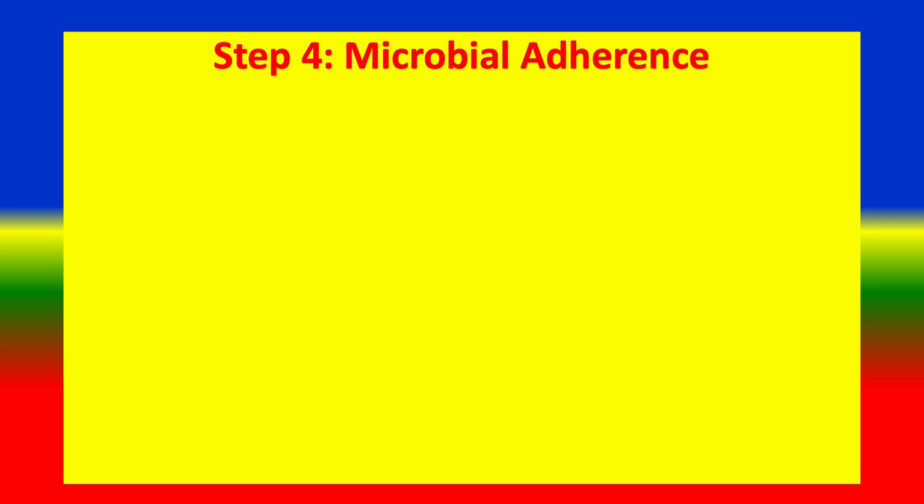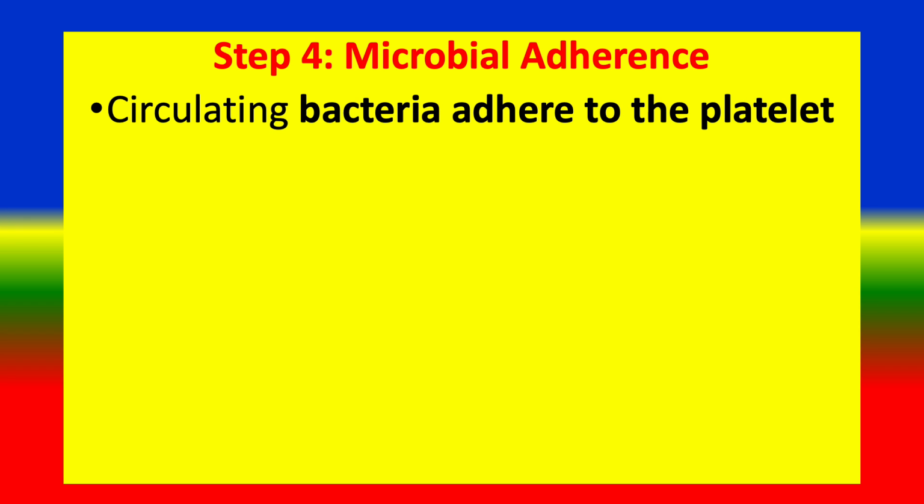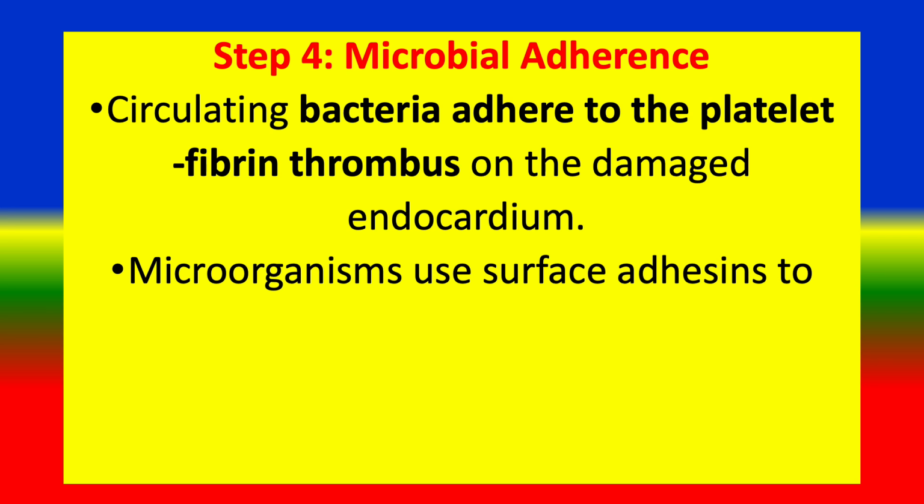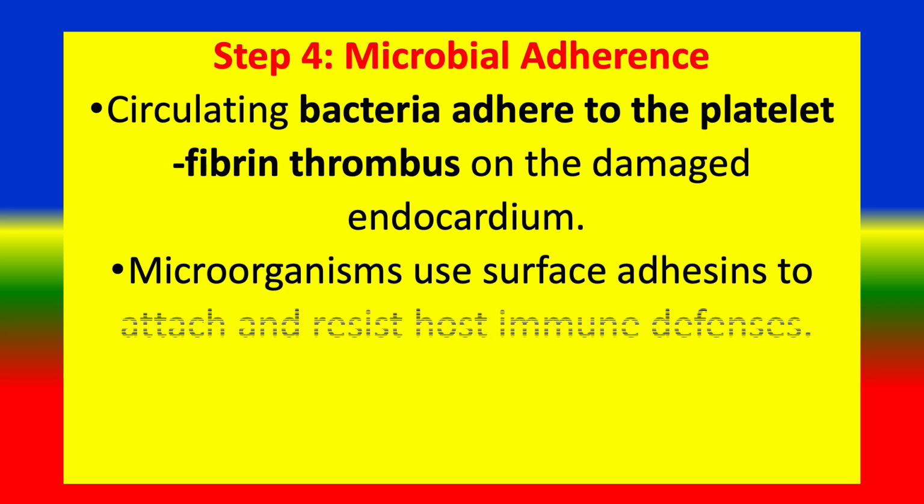Step 4, microbial adherence. Circulating bacteria adhere to the platelet fibrin thrombus on the damaged endocardium. Microorganisms use surface adhesins to attach and resist host immune defenses.